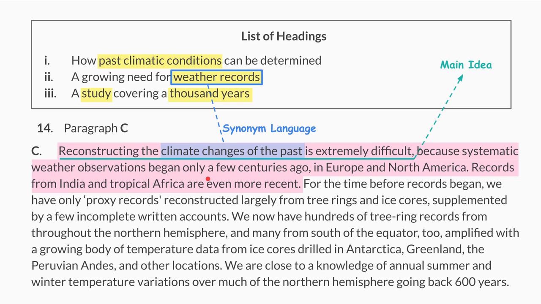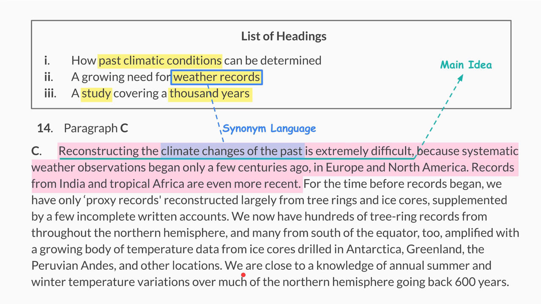So what this paragraph is talking about is how reconstructing the climate changes of the past is very difficult because all the weather observations that we have are only a few centuries old. Our records, it says, are very recent. So that's what makes it difficult. And so it's basically saying how we need to gather more data. Now, at this point, if you are not sure about the answer, you can also read the last sentence.